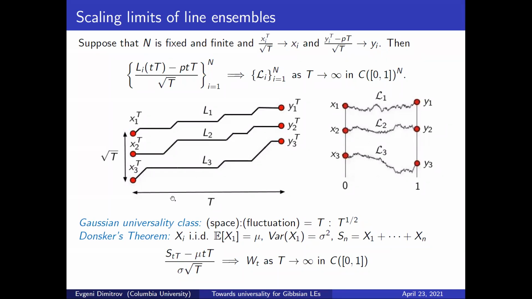This type of scaling, where you rescale horizontally by t and vertically by square root of t, means that this limit belongs to the Gaussian universality class, marked by these scaling exponents of 1 and 1/2. Here I just recall the classical statement from probability theory called Donsker's theorem, which says that the random walk converges to Brownian motion. The scaling that we're performing here is the same as the scaling that we have for the line ensemble. So you obtain a multi-level version of Donsker's theorem.